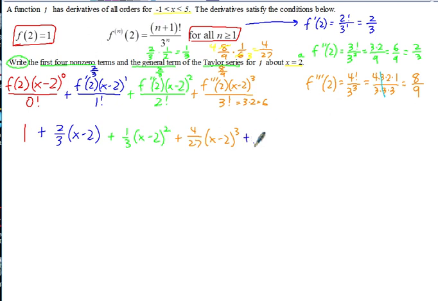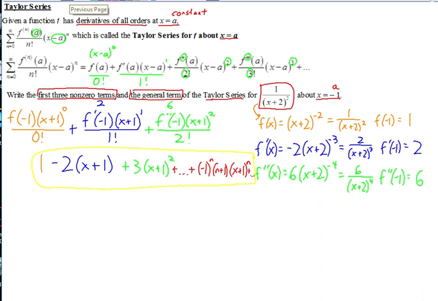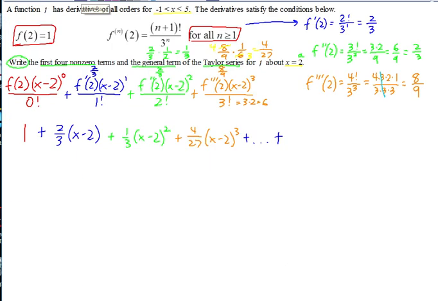Plus, let's see if we can write the general term. Now in the previous problem, we could tell the pattern of the general term pretty easily. It was 1, 2, 3, and then the next term would have been 4. You can see it was just one more than the exponent. Sometimes that's easier to tell. On this one, however, 1, 2/3, 1/3, 4 over 27, it's a little harder to tell the pattern, isn't it? However, remember, we don't need to tell the pattern because in a sense we were already given the pattern right here.